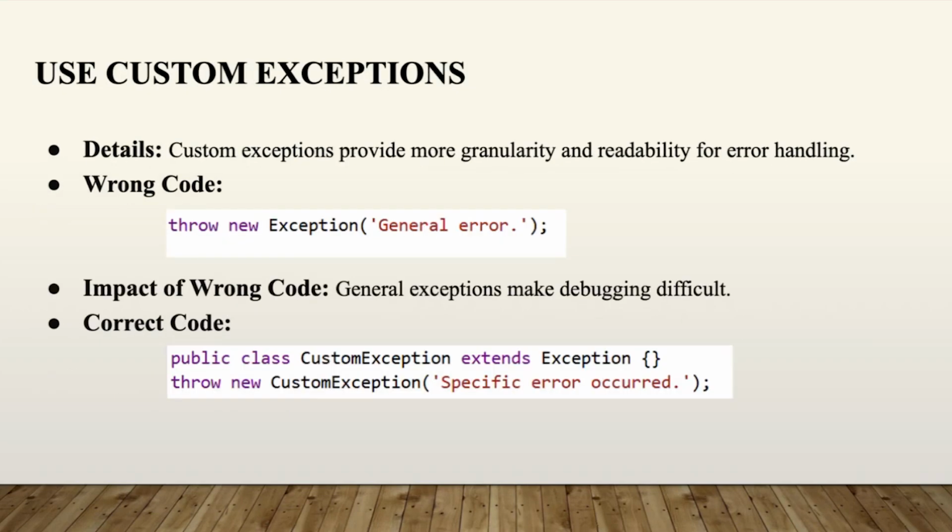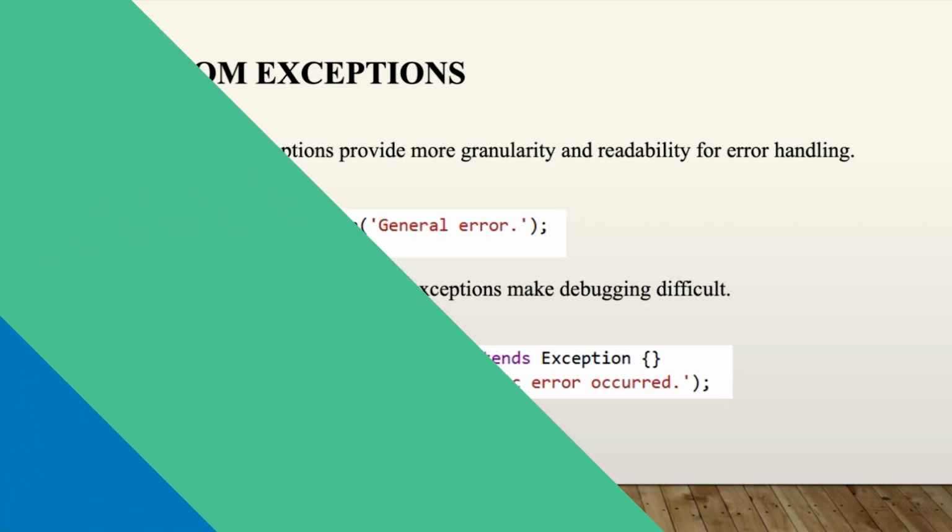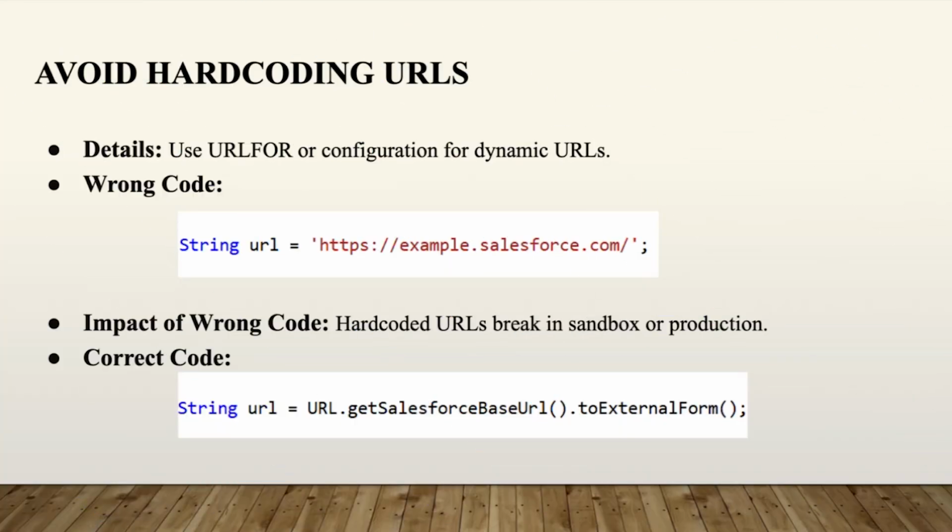Next, using the custom exceptions. If you are going to use the standard exception, it's a simple message, but with custom exceptions, we can add more granularity and readability for error handling. Especially in the integration, you guys always try to use the custom exception. You explore more on this custom exception, how to create the custom exception, extend the custom exception, and use that whenever the exception occurs. So next is avoid hard coding URLs.